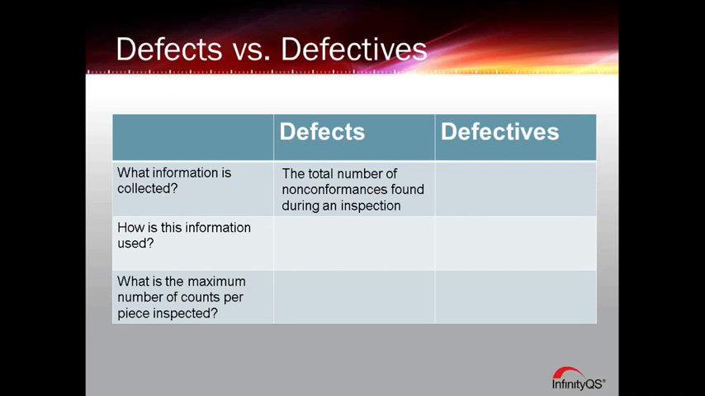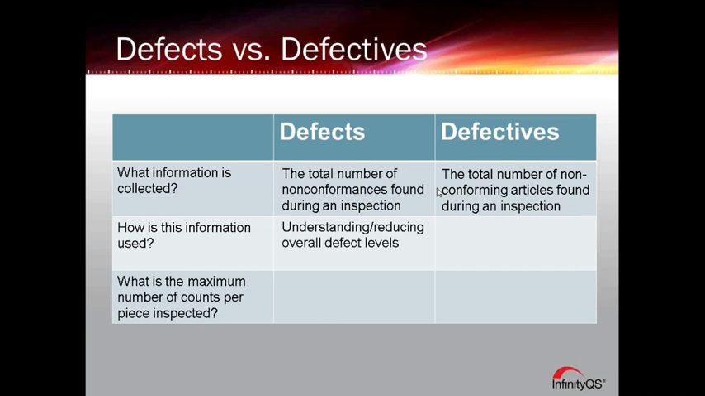Contrast that with defectives, and there we're looking for the total number of non-conforming articles found during an inspection. So defectives count the number of items that aren't fit for use. And so already there's a difference here, where defective is making a pass-fail decision on an item, whereas defects are actually counting all of the various attributes of that item.